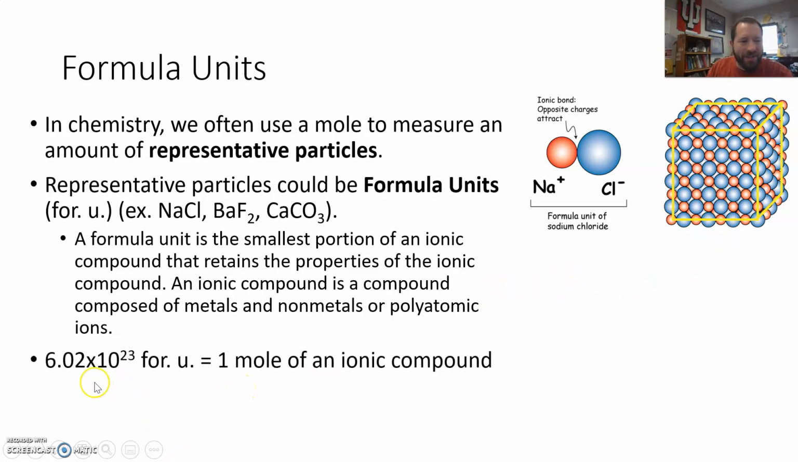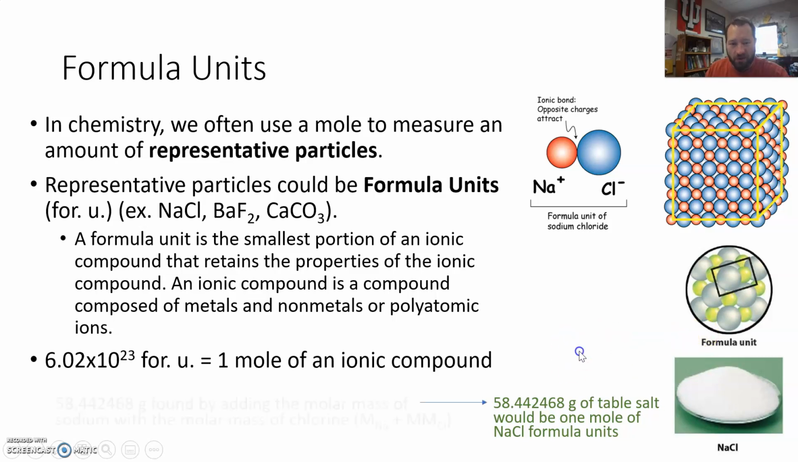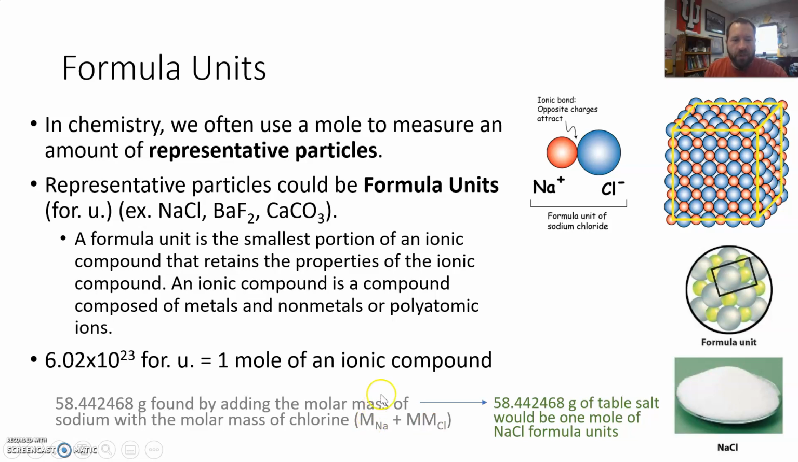And just like it was for atoms, 6.02 times 10 to the 23rd formula units, or F.U.'s, equals 1 mole of whatever ionic compound you're working with. So again, there's our table salt, NaCl, and just 1 Na and 1 Cl is the formula unit. If I had 58.442468 grams of table salt, I would have 1 mole of NaCl's. Again, how do I know that? Well, I used the periodic table, and I added the molar mass of sodium with the molar mass of chlorine. I found the mass of sodium on the periodic table, found the mass of chlorine, added them together, and voila, 58.442468.